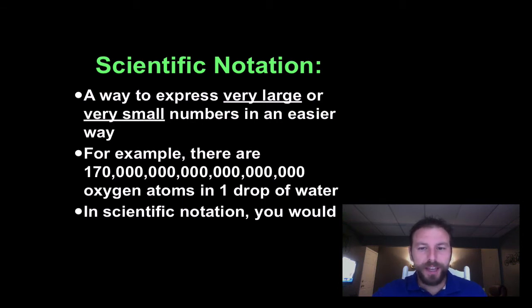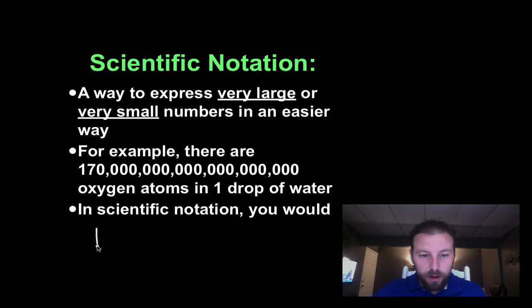In scientific notation, we can take this number and make it a lot smaller and a little bit easier to read. What it would look like is 1.7 times, and then we count those zeros again: 3, 6, 9, 12, 15, 18, 19, and we move over one. So 10 to the 19th. That's what it would look like in scientific notation.